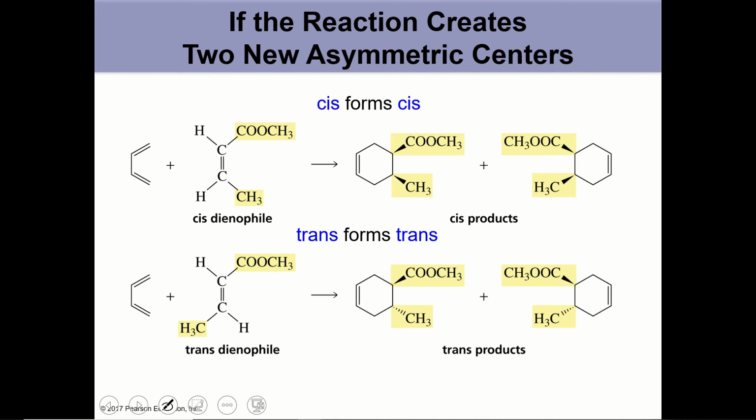If the reaction creates two new asymmetric centers, then we will form the cis enantiomers or the trans enantiomers. Okay, so if we have a diene reacting with the cis dienophile, we'll form the cis enantiomers for our products. And if we have the trans dienophile reacting with the diene, then we'll form the trans products.